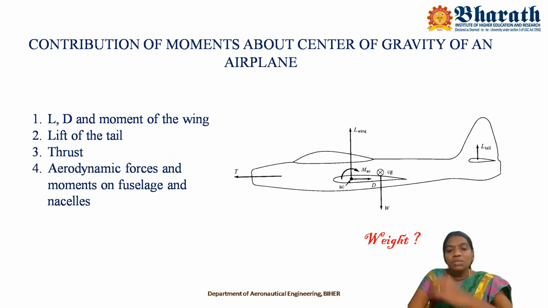The next one is the moment about the center of gravity. The point at which the net weight acts is called the center of gravity. Look at this figure. Our intention is to calculate the moment about the center of gravity. All the forces and moments acting on the airplane contribute towards the moment about the center of gravity: the lift, drag, and moment of the wing, the lift of the tail, the thrust, and the aerodynamic forces and moments on the fuselage and the nacelle. Since the weight acts at the center of gravity, the perpendicular distance is 0, and hence the contribution of the weight towards the moment about the center of gravity is nil.